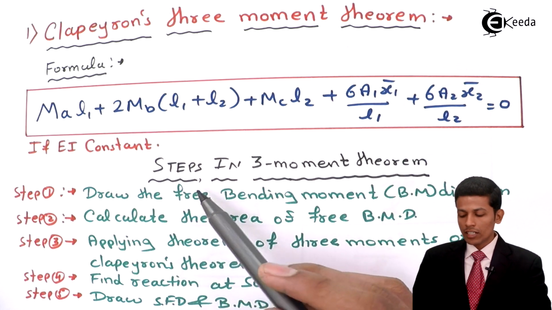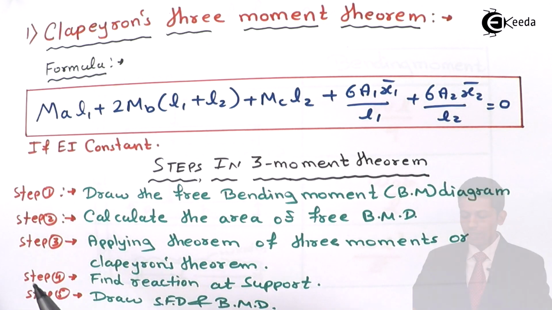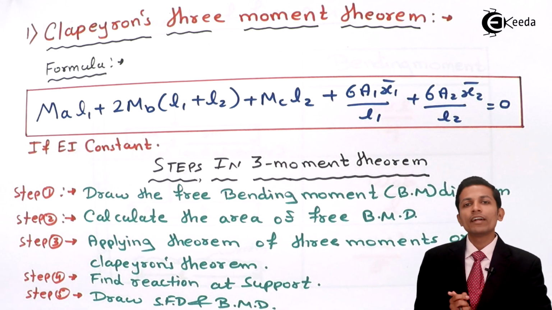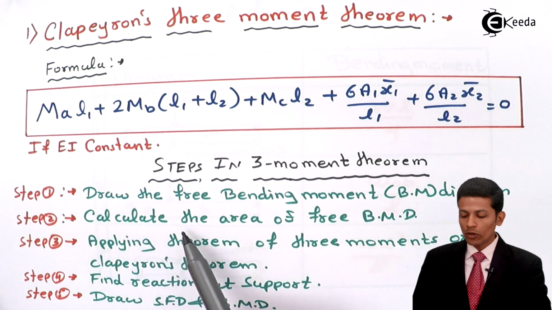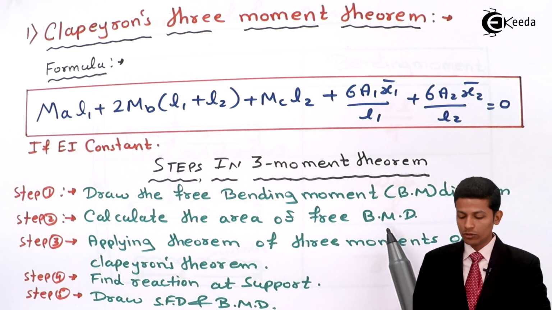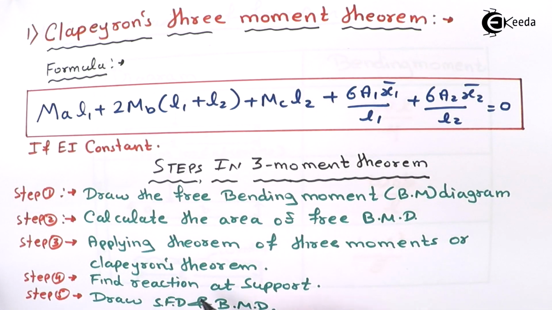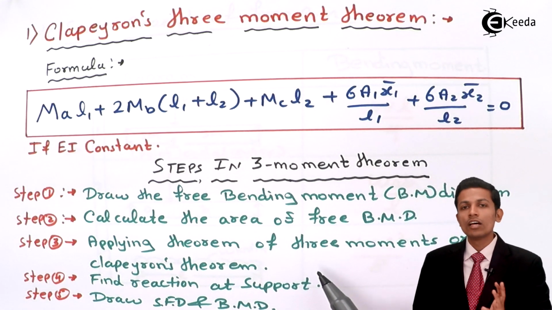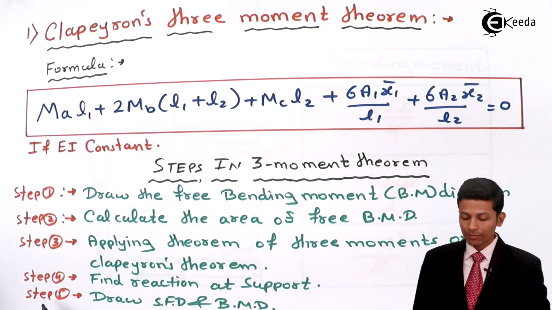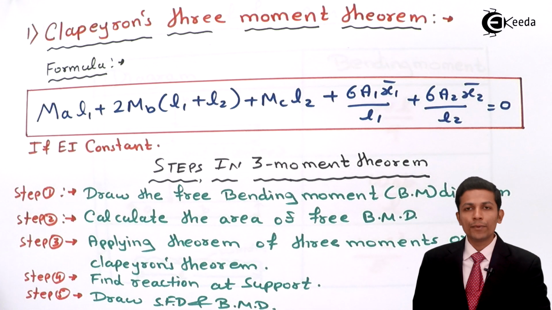Okay, now let's take the steps in the three moment theorem. What are the steps involved? Step one is to draw the free bending moment diagram. Step two is to calculate the area of the free bending moment diagram we have drawn. In step three, apply the theorem of three moments, or Clapeyron's theorem. Both names are the same, friends. The fourth step is to find the reactions at the supports, and the fifth step is to draw the SFD and BMD.